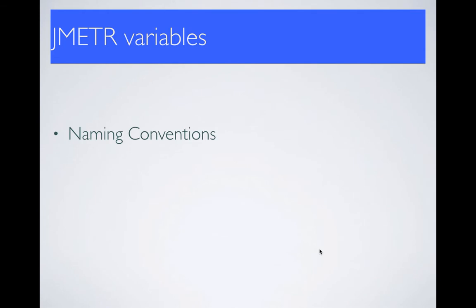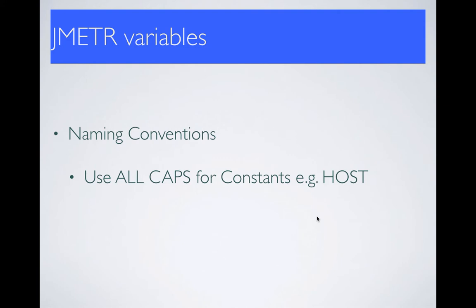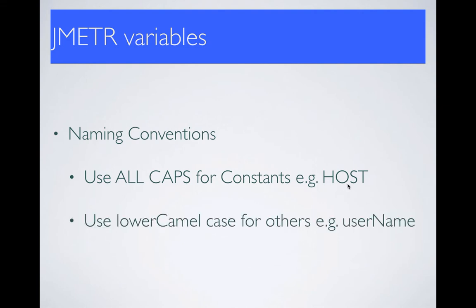The naming convention that we are suggesting for variables is: for constants, use all caps, and for the other variables use lower camel case, such as username, which appears in this presentation slide. So let's move into the practice.